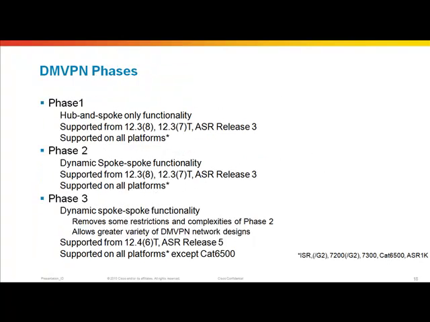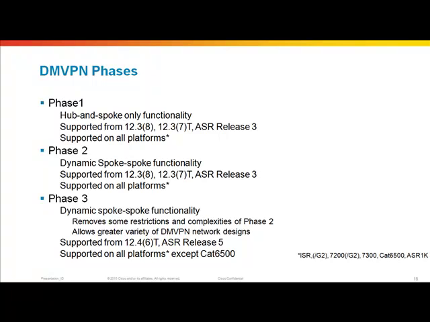So the DMVPN phases. We often talk about different phases, phase 1, phase 2, phase 3. In general, phase 1 is hub and spoke only. We're not turning on the dynamic spoke-to-spoke tunnel capability. Phase 2 is dynamic spoke-to-spoke functionality. And phase 3, as it says here, is again dynamic spoke-to-spoke functionality.